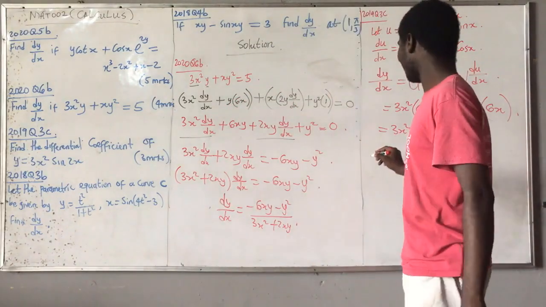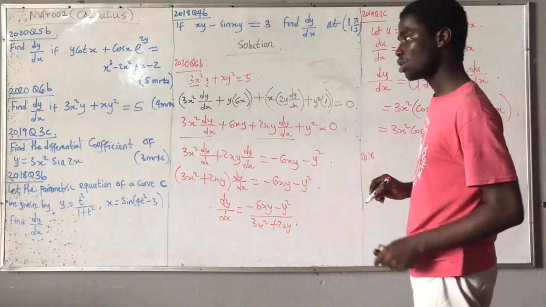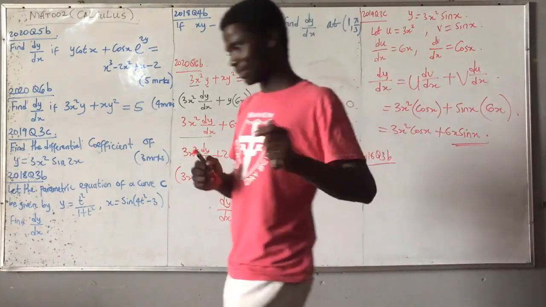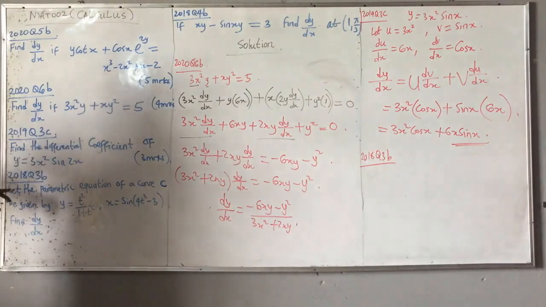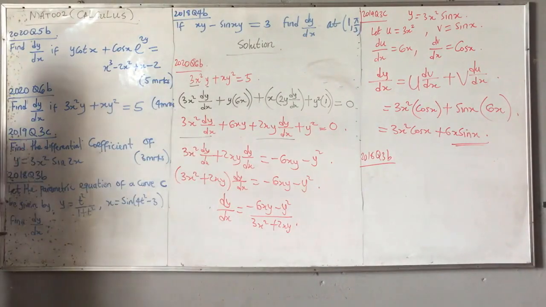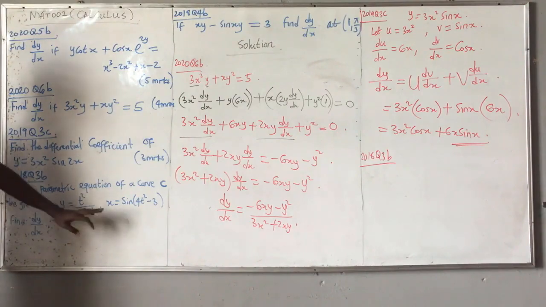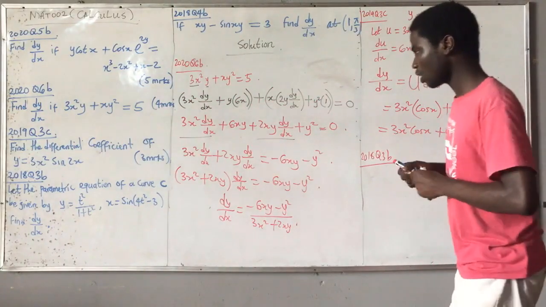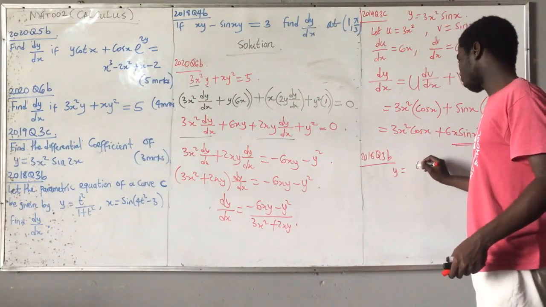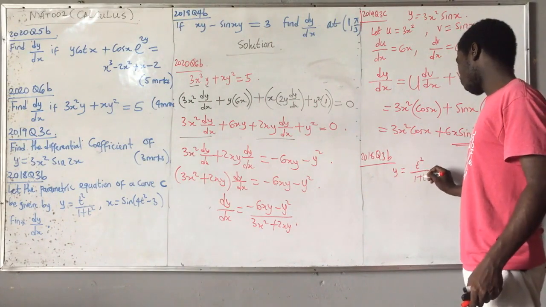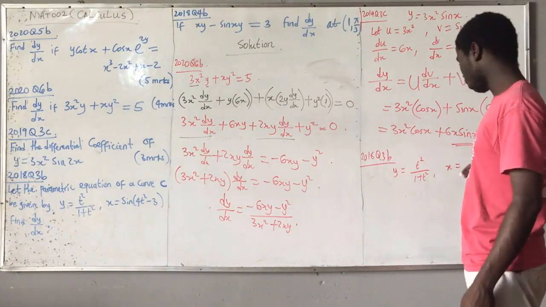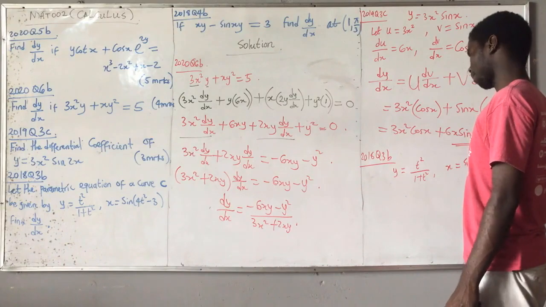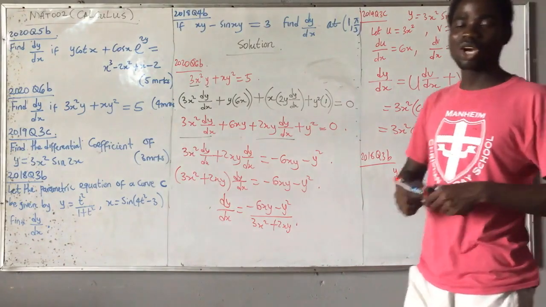The next one, 2018. This is 2018 now, question 3b. So look at this one. You are told something. Let the parametric equation of a curve C be given by y equals t squared over 1 plus t squared, and x equals sin of 4t squared minus 3. Then actually you are now told to find the dy/dx.